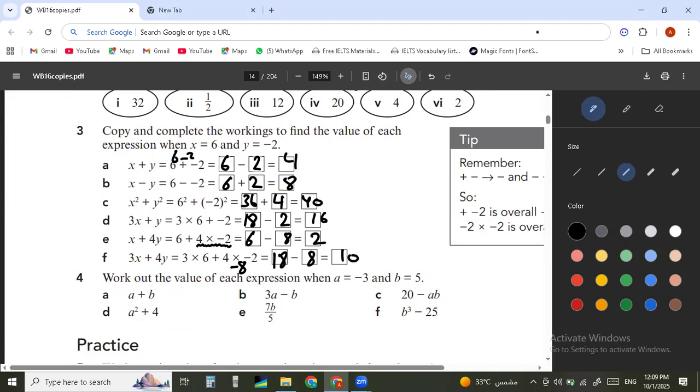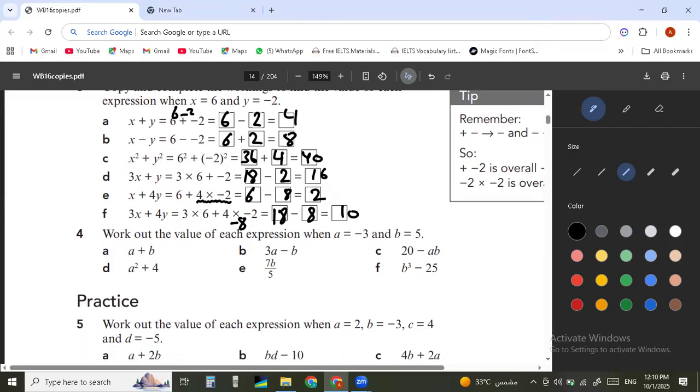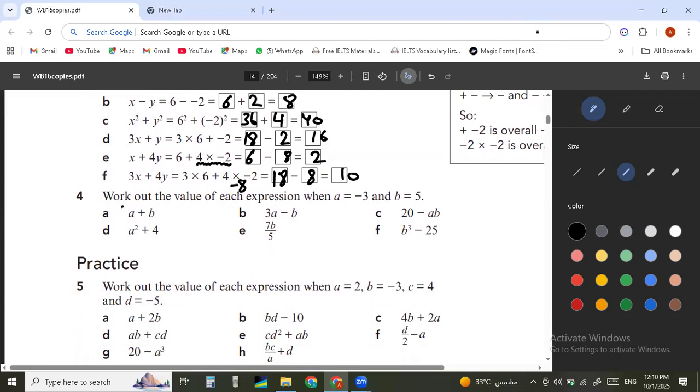So in this question, you're just practicing how to handle multiplication, division, addition, and subtraction of integers. When A is negative 3 and B is 5, so the answer is 2. A is negative 3, negative 3 squared plus 4. That gives us 9 plus 4, which is 13. All right. Here, 3 times negative 3, which is negative 9, minus 5 equals negative 14.